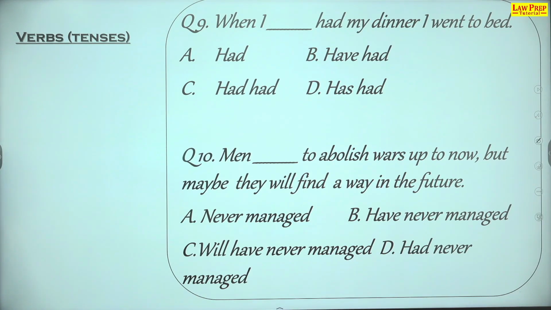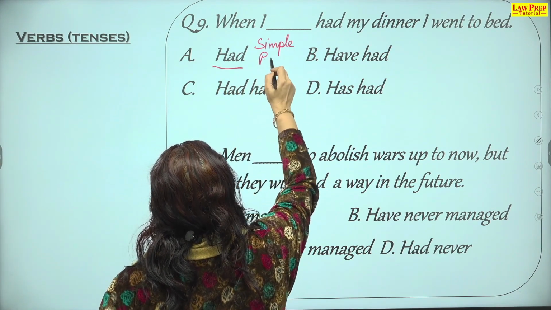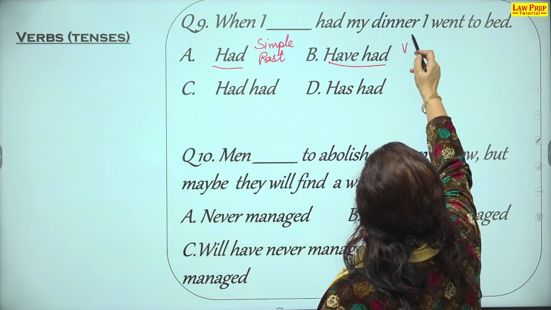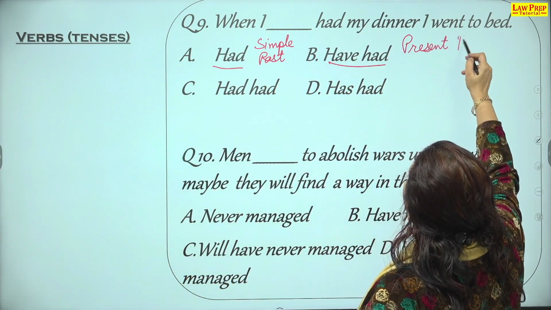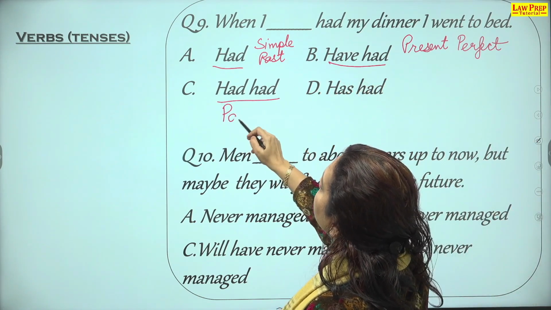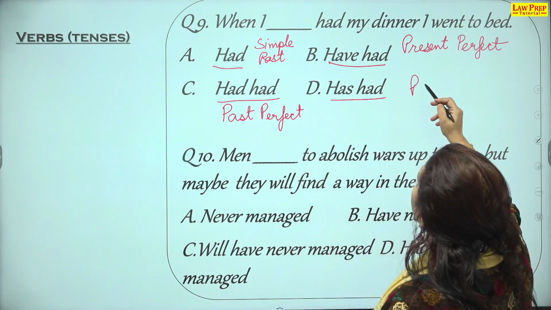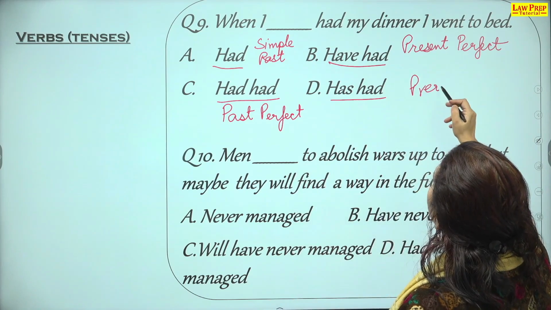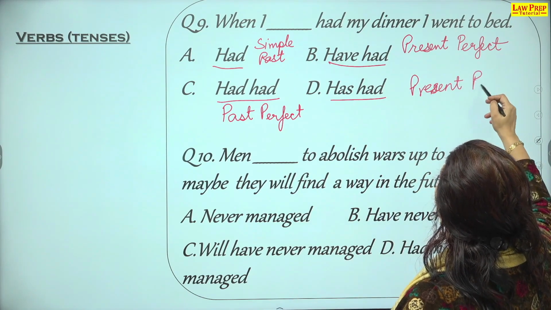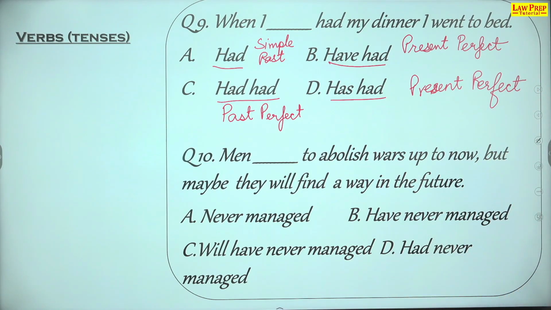नाउ यहाँ पे रूल लगा है सिंपल पास्ट के साथ पास्ट परफेक्ट या पास्ट कंटिन्यूस। क्या मेरे पास पास्ट कंटिन्यूस है? नो, वी डोंट हैव पास्ट कंटिन्यूस। सबसे पहले तो ये कौन सा टेंस है? ये है सिंपल पास्ट टेंस, राइट? ये कौन सा टेंस है? प्रेजेंट परफेक्ट टेंस। कौन सा टेंस है? पास्ट परफेक्ट टेंस। और ये कौन सा टेंस है? प्रेजेंट परफेक्ट टेंस, राइट? कैन यू सी दिस?